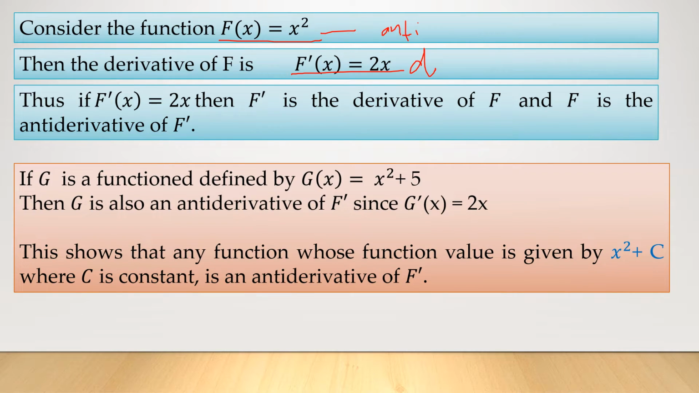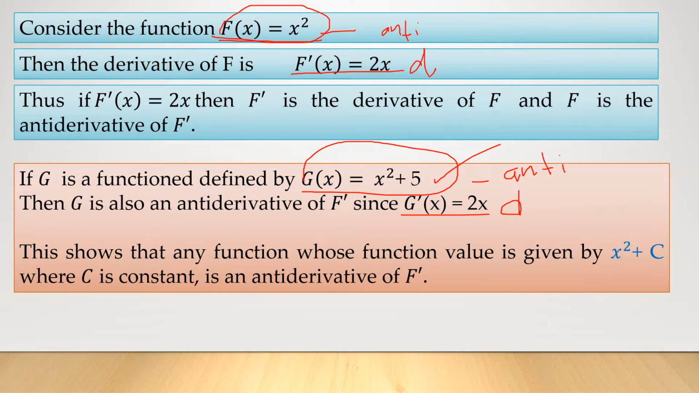Now, let us say we have another given. Kanina we have function f as x squared. What if we have another given that is g of x? G of x is equal to x squared plus 5. If we are going to get the derivative of x squared plus 5, ang kanyang derivative ay 2x. So again, this is the derivative and this is the antiderivative.